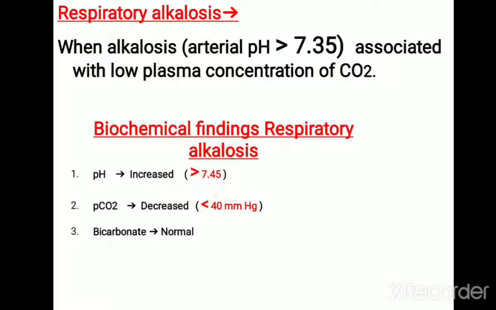Then it is known as alkalosis. So for alkalosis, the pH should be more than 7.45. Now what should be the carbon dioxide concentration? It should be less than 40 millimeter mercury. The normal carbon dioxide concentration is 40 millimeter mercury. Here it should be less than 40 millimeter mercury, and the bicarbonate concentration is normal here. And it is known as respiratory alkalosis.